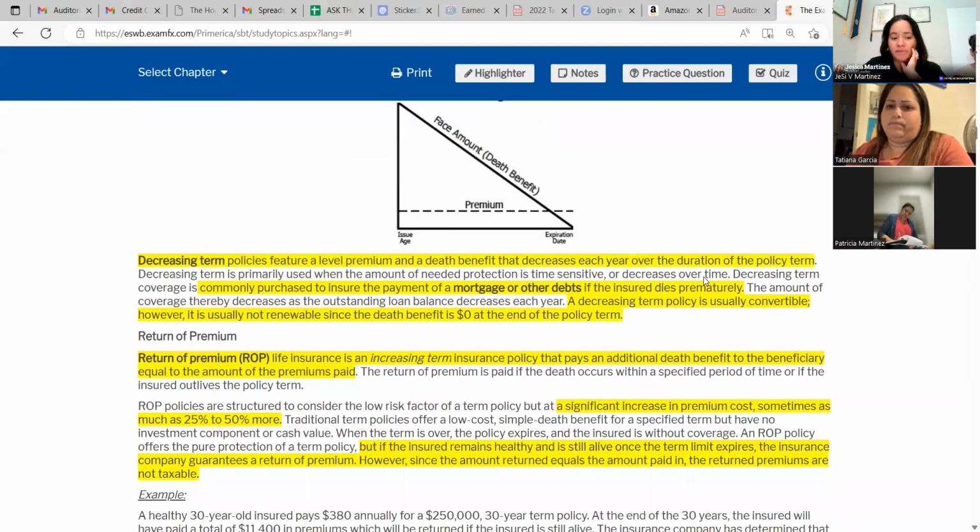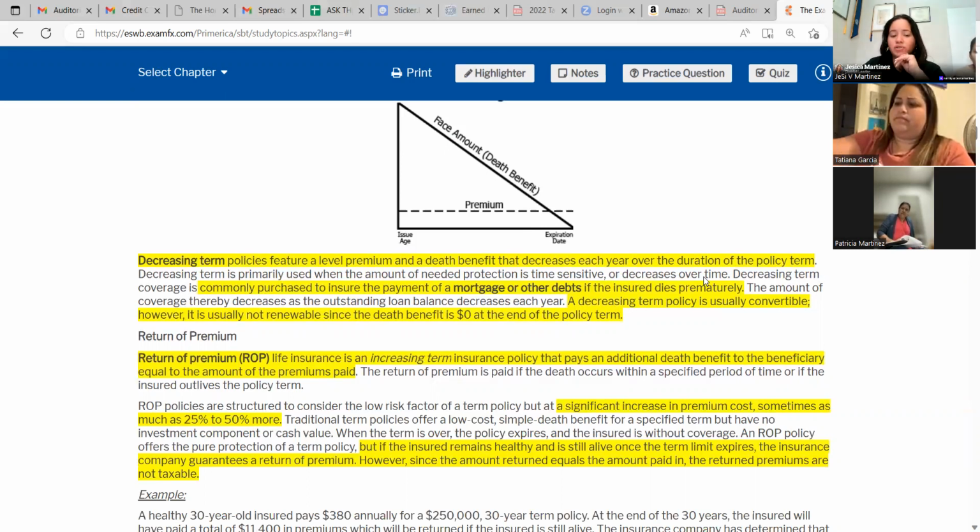Okay, return of premium, an ROP, is life insurance, an increasing term insurance policy that pays an additional death benefit to the beneficiary equal to the amount of the premiums paid. So that's when you die within a specified period of time, you get a death benefit, and then you also get anything and everything you paid.